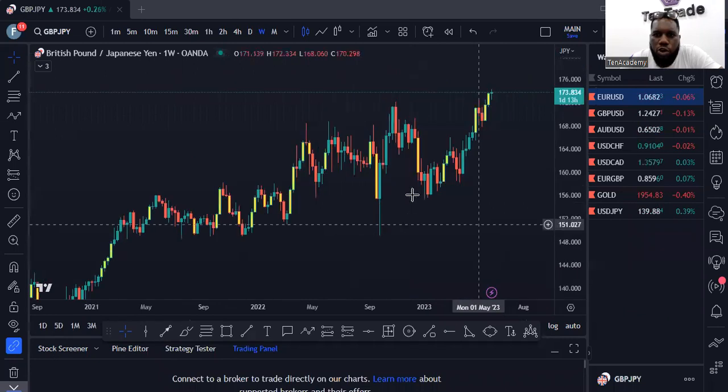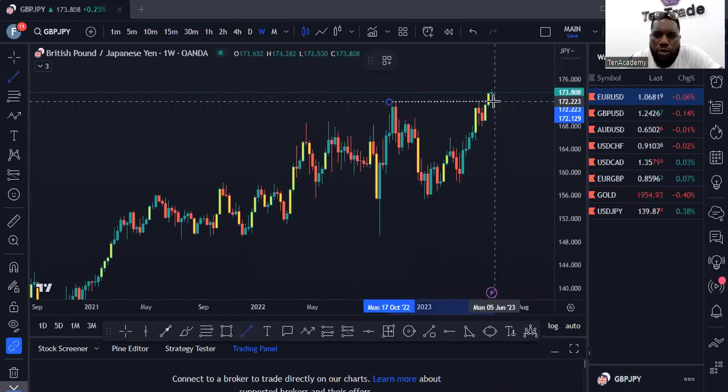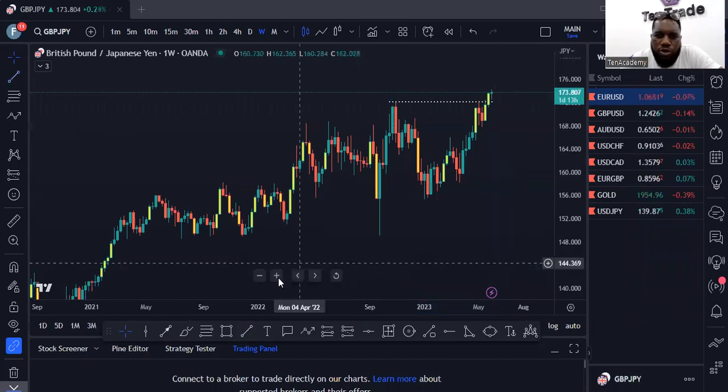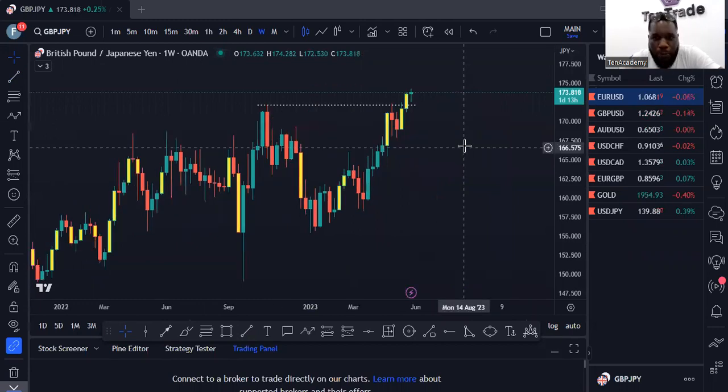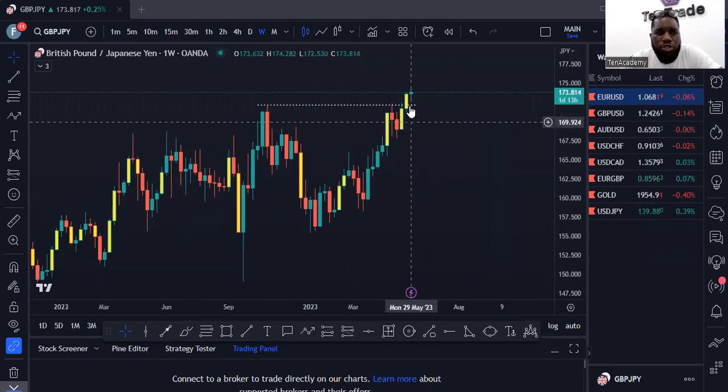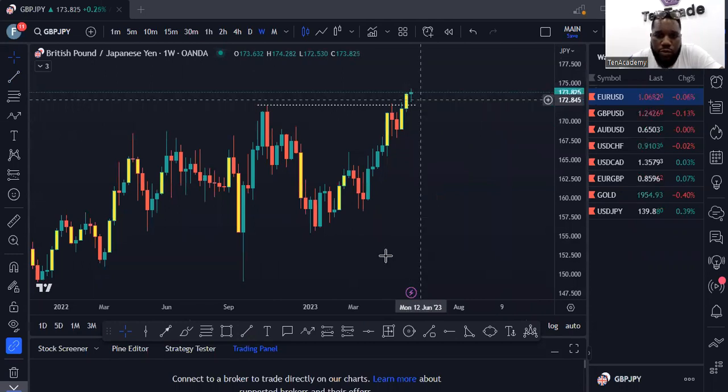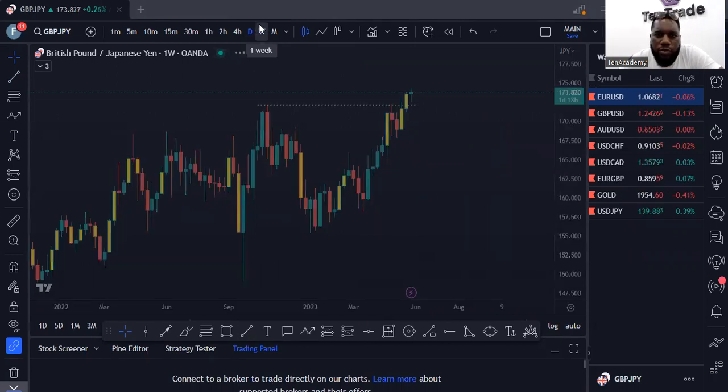Okay, we have been looking at this as well for about 2 weeks now. We have a higher high like so. Price is bullish on GBP JPY. And in a bullish environment, you want to be looking for demand zones to buy from, correct? Now, let's look at daily time frame.